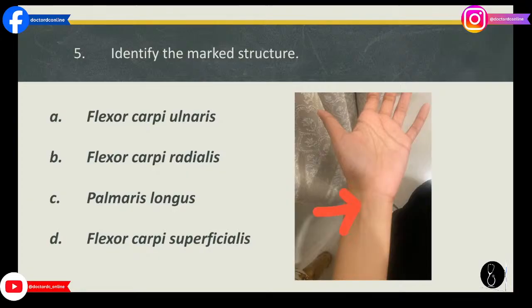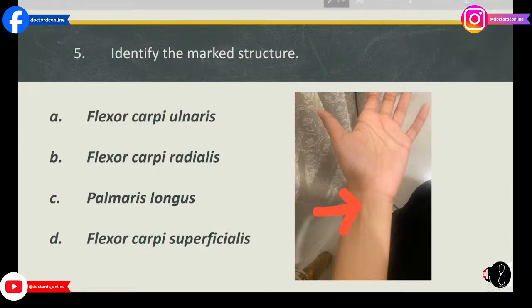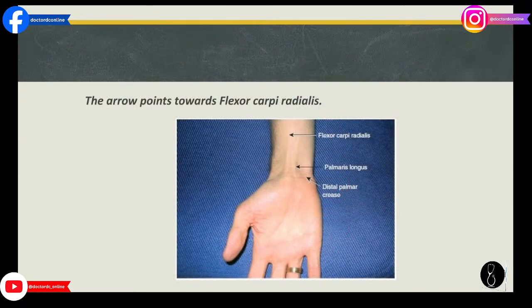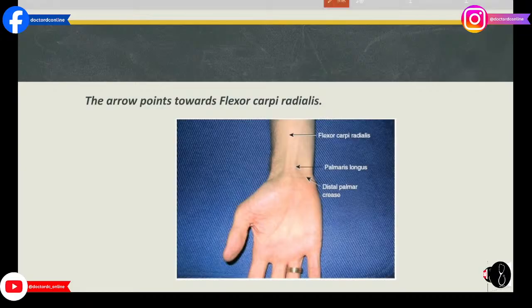In question 5, you are asked to identify the marked structure in the forearm. The options are option A, flexor carpi ulnaris, option B, flexor carpi radialis, option C, palmaris longus, and option D, flexor carpi superficialis. The arrow points to flexor carpi radialis. The correct answer is option B, flexor carpi radialis.